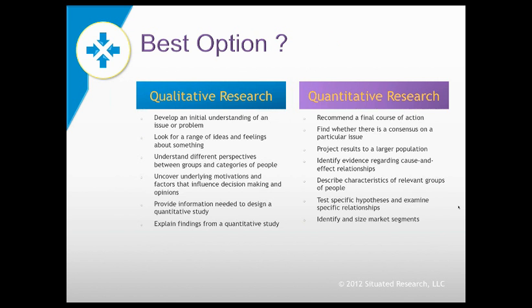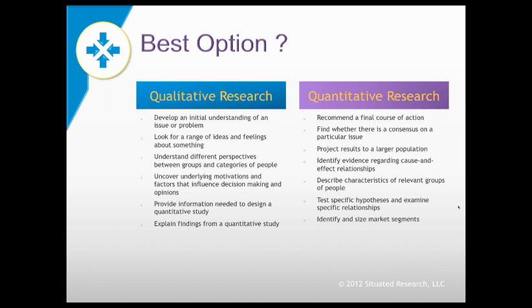So some people say, okay, I get the difference between qualitative and quantitative. How do I know what I'm supposed to use? What am I supposed to do with the information? You want to use qualitative research when you're developing an initial understanding of an issue or problem with your product. When you want to look for a range of ideas and feelings about something. When you want to understand the different perspectives between groups and categories of people. When you want to uncover underlying motivations and factors that influence decision-making and opinions. You want to use qualitative research also to provide information needed to design a quantitative study.